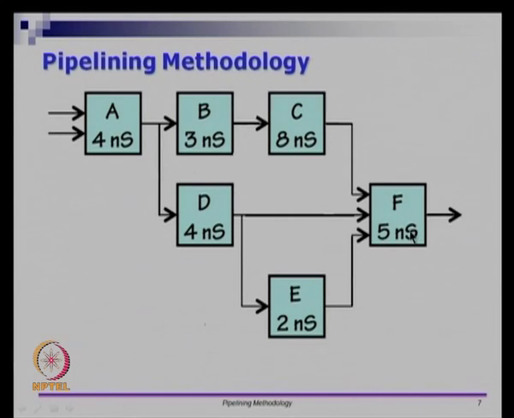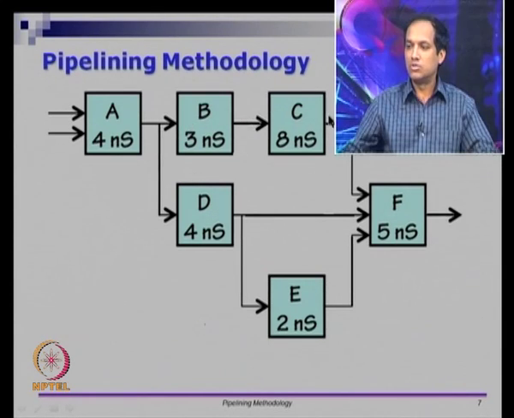And if I look at the latency of this system, any change in input here should go through A, through B, through C, through F and go out. Another path is through A, through D, through F and go out. Third path is through A, through D, through E and then F and go out. So there are 3 different paths.